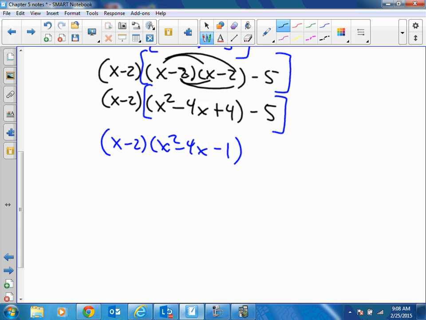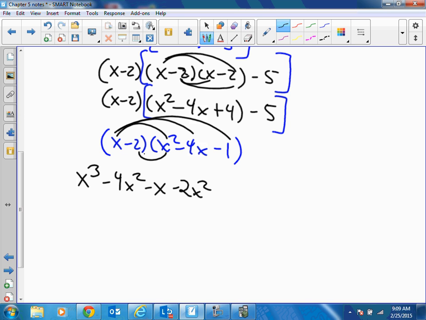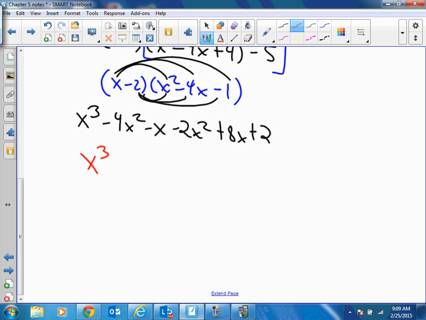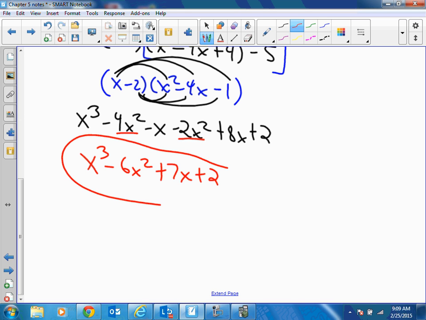Then the last step, just distribute. Okay, and you'd have x cubed, negative 4x squared, negative x, negative 2x squared, 8x, and positive 2. And the last thing I do is just combine like terms. So your answer would be x cubed minus 6x squared plus 7x plus 2. And that would be your answer, okay? Or I guess f of x equals that.